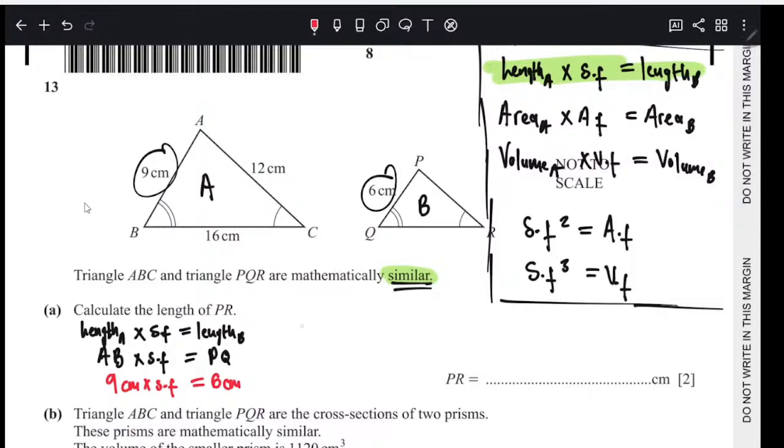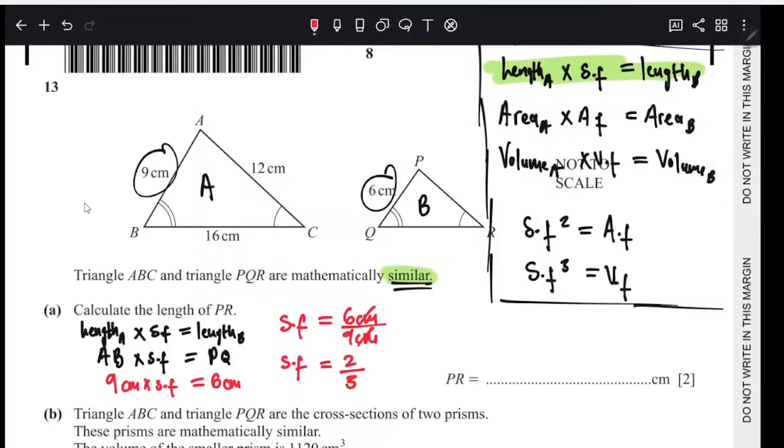Then you take 9 to the other side. You now have scale factor is equal to 6 centimeters divided by 9 centimeters. Of course, the units should always cancel. It should have no units. Scale factor, volume factor, area factor, no units. Centimeter and centimeter cancel. 6 over 9 is like 3 into 6, 2. 3 into 9, 3. So it's like 2 over 3.